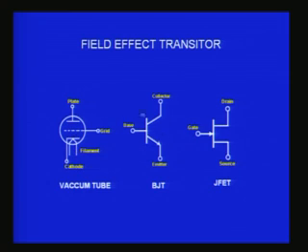Then came the solid state device that we have already seen, the transistor, in one form called the bipolar junction transistor, the NPN or the PNP type of transistor with the collector, base and the emitter. What we are going to discuss in this lecture is the JFET, the junction field effect transistor, whose symbol is shown here. Again you see it is a three terminal device, the drain, the gate and the source.